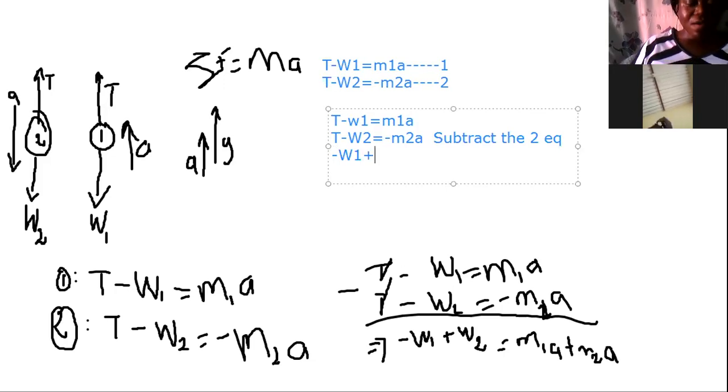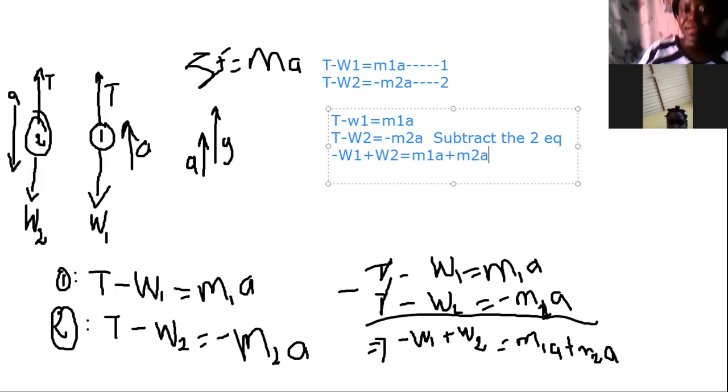So that's why we have plus that weight 2, which is equal to m1 times the acceleration. Then we have a minus m2 that becomes positive times the acceleration. And this same equation is the one that we have over here.